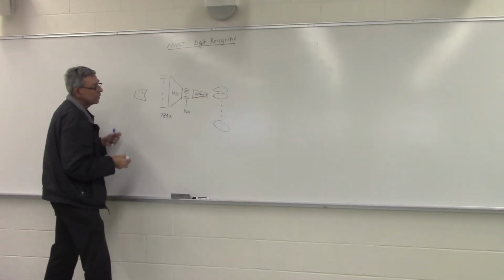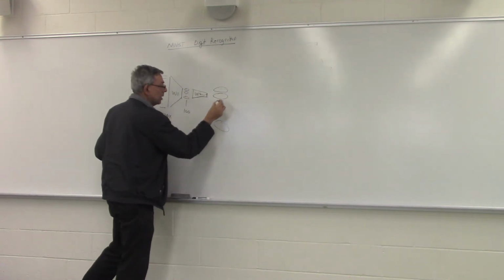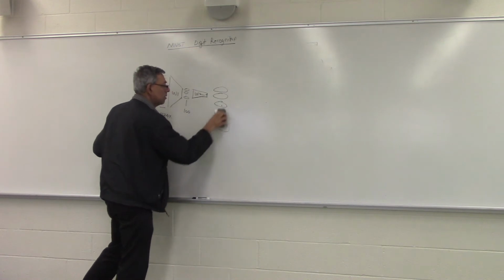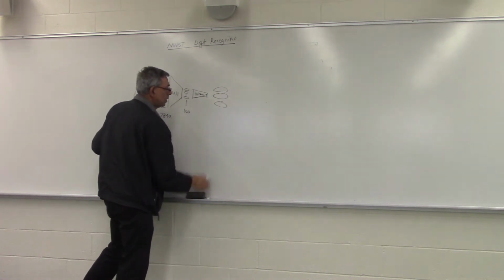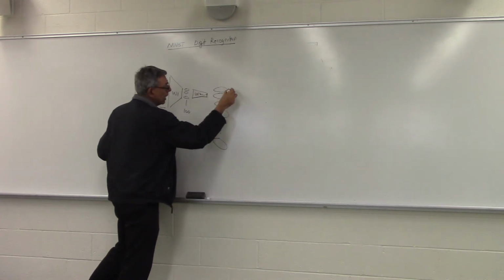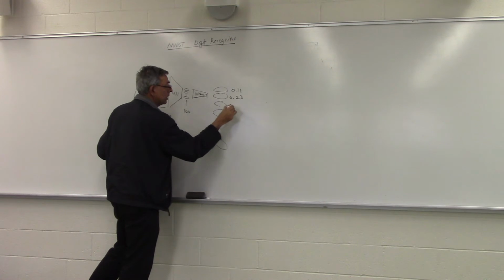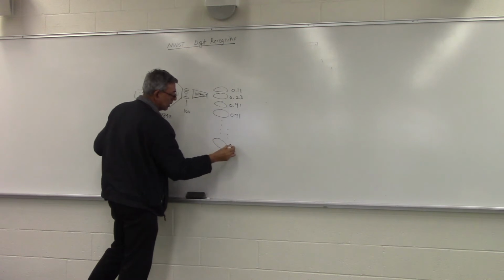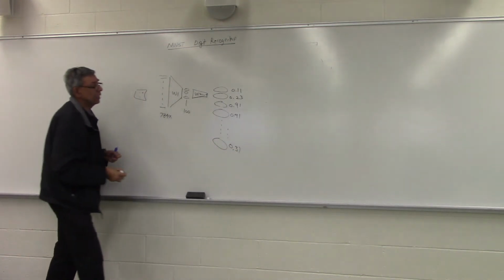Okay, suppose the outputs came out to be, let me make it 4 and then the rest. Suppose they came out to be 0.11, 0.23, 0.91, 0.41, and so on, 0.31. Okay, this is how the outputs came out.